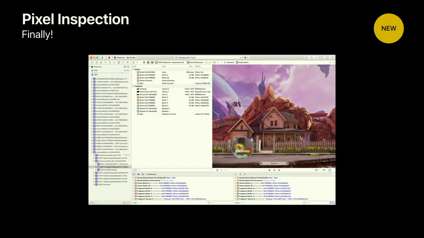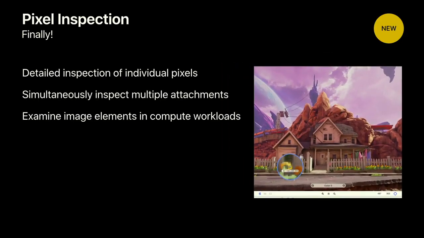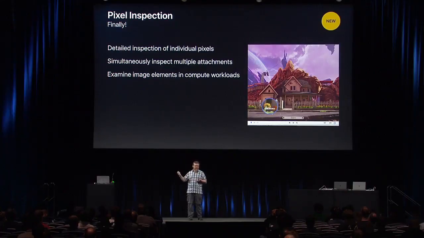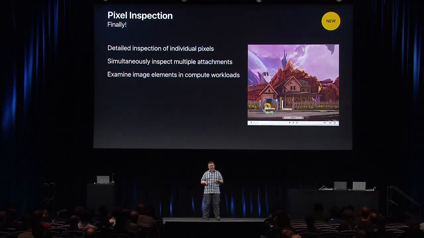One of our most requested features over the years has been support for pixel inspection. And we've finally caught up with that. So now you can do detailed inspection of individual pixels within your textures and your render targets. And if you have multiple attachments to your render targets, we'll show you the pixel values for the same location in each attachment at the same time. This is really good if you're trying to debug what the color value is alongside depth and stencil and such like. It's also very valuable for debugging compute workloads if you're working with images there and you're, for instance, halfway through your CNN and you want to see what the exact values in the buffers are.